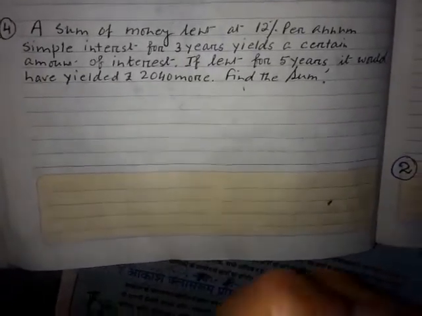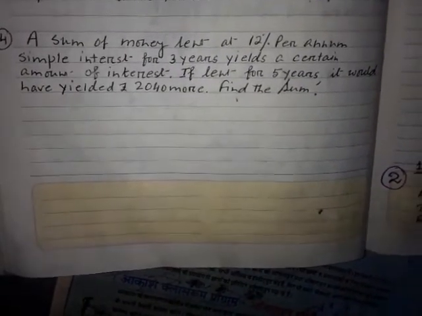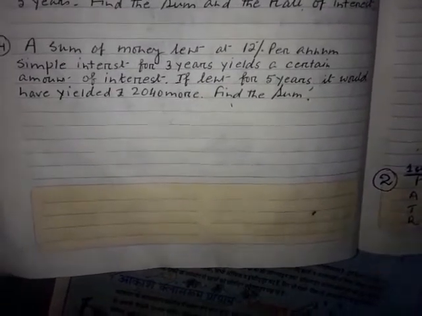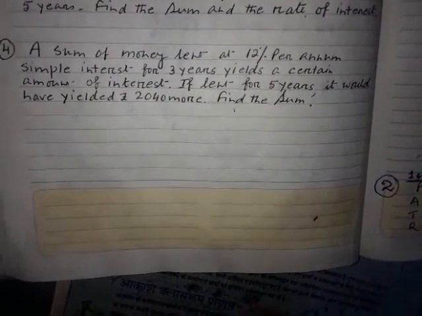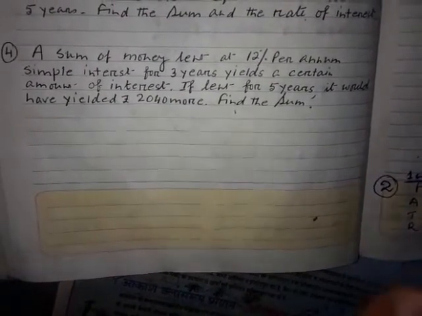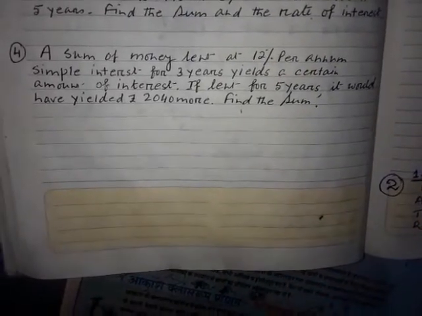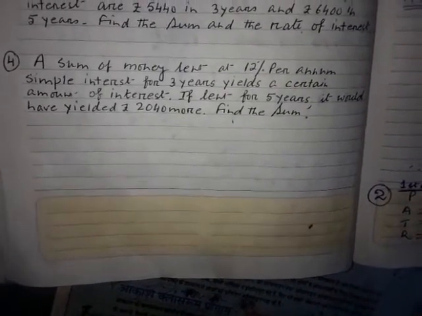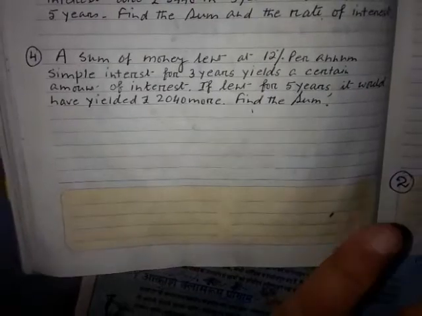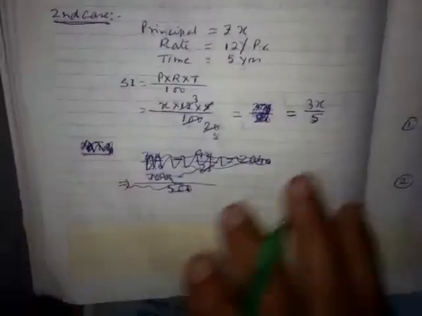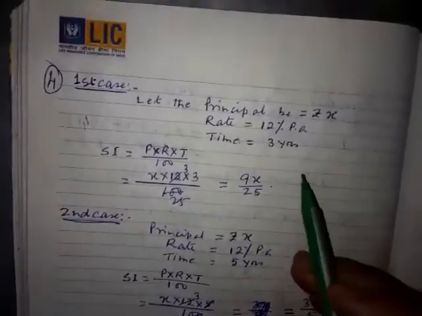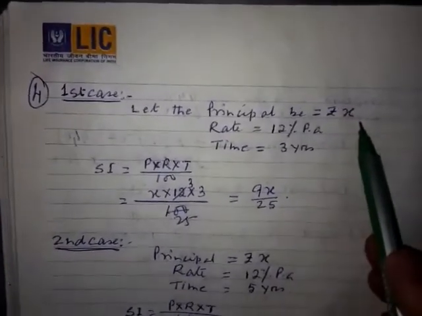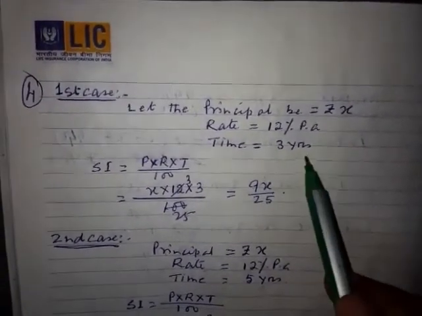So what you notice here: some money is given at 12% interest for 3 years, and the same money is given at the same rate for 5 years. And when you give it for 5 years, you have earned a little bit more interest. Now the question asks you to find the principal. So again, it has two cases. First case, principal is not known to me, beta. Rate is 12%, time is 3 years.